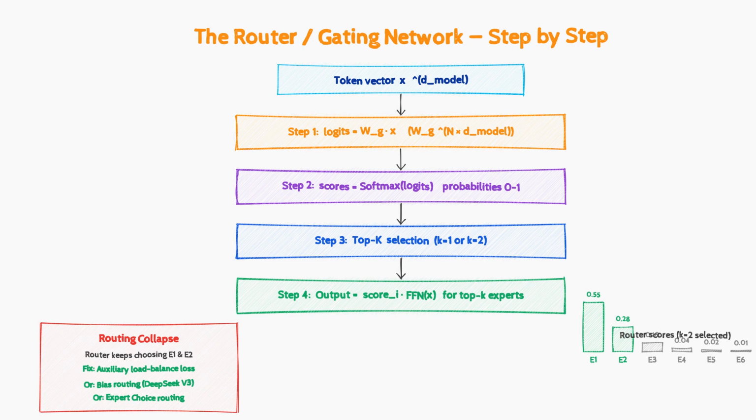The weight matrix W_G is small, it has n rows and d-model columns, where n is just the number of experts. So routing adds minimal overhead.